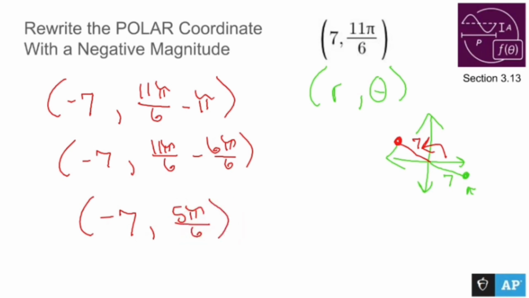And so the way that I would graph this now, pretending that this guy is no longer there, let's erase you. The way that I would view this graphically is I would go counterclockwise from the positive x-axis to what appears to be 5 pi over 6. But since this is negative 7, I'm going to go in the exact opposite direction and graph the original guy that you see right here. And that's how it's done.